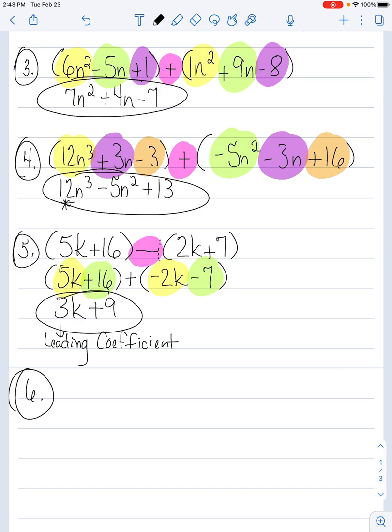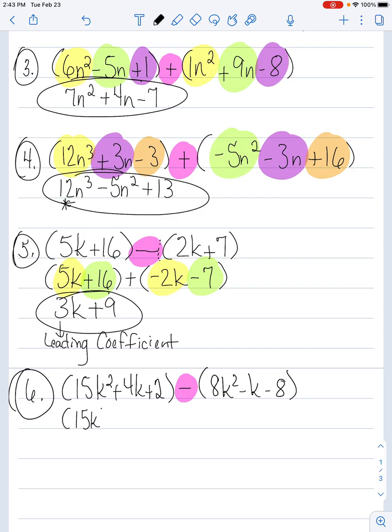Let's do a few more of these subtraction problems. So let's do 15k squared plus 4k plus 2 minus 8k squared minus k minus 8. So again, I do notice that I have a minus sign in the middle, so the first thing I want to do is deal with that. So 15k squared plus 4k plus 2. This becomes a plus, and all the signs after it change. Minus 8k squared plus k plus 8.